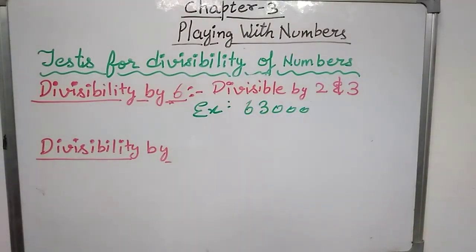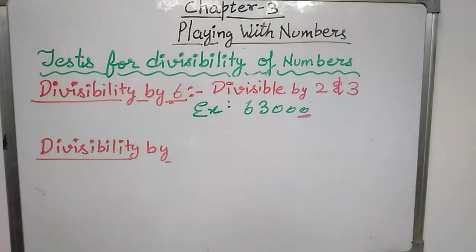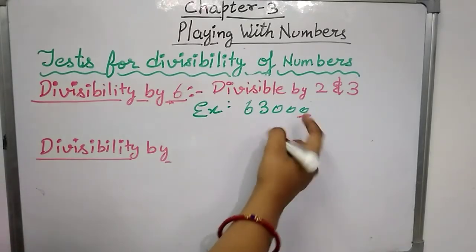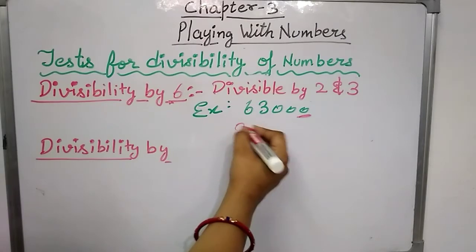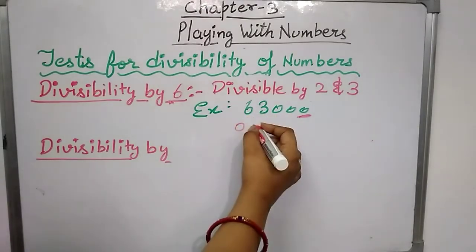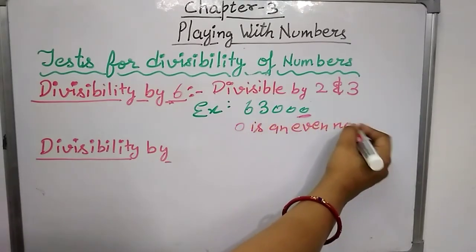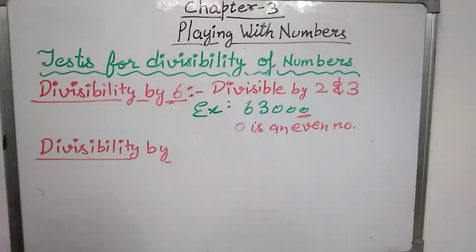If the number is 63,000, so for divisibility test of number 2, units digit should be divisible by 2. So at ones place, the digit is 0, that is an even number. So 0 is divisible by 2. 0 is an even number. So this is divisible by 2.